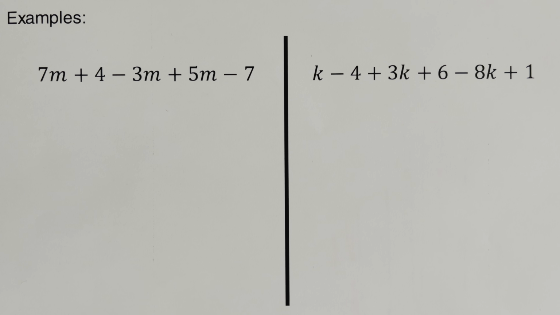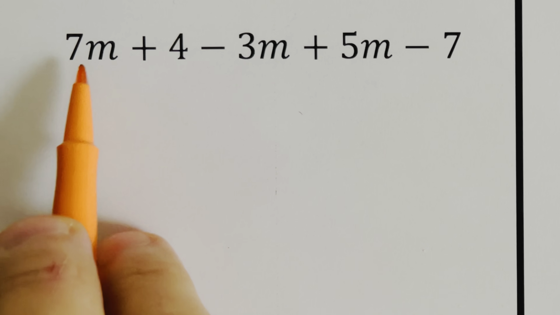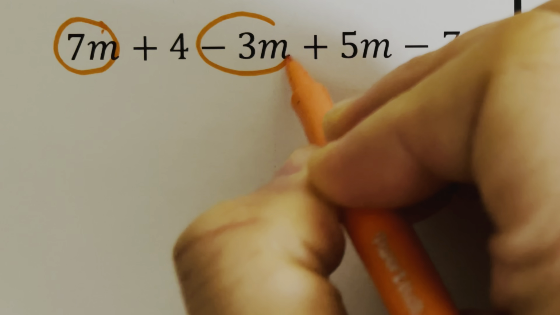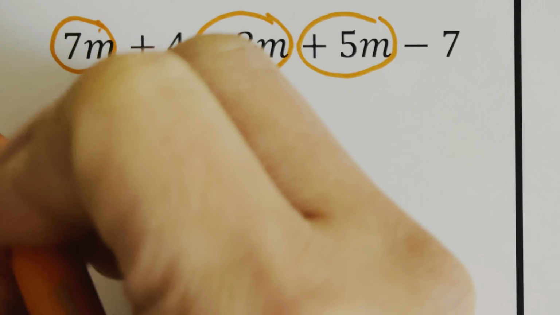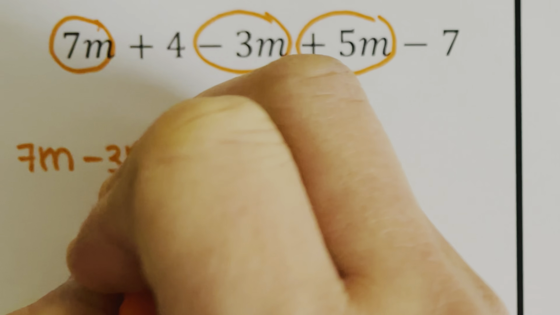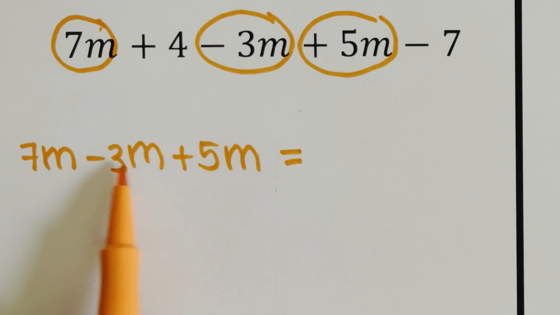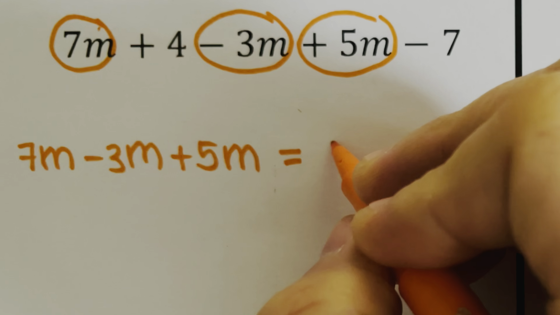So let's take the first example right here. Pretty much the same thing. We are going to combine all the ones with m's on them. That would be 7m. We also have a negative 3m and a 5m. So I'm going to write them all out here. Okay, so if we add all these together, 7m minus 3m plus 5m is actually 9m.